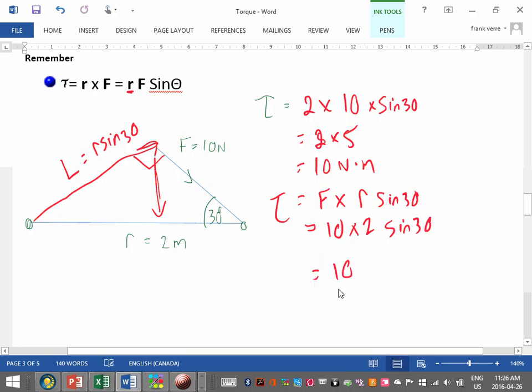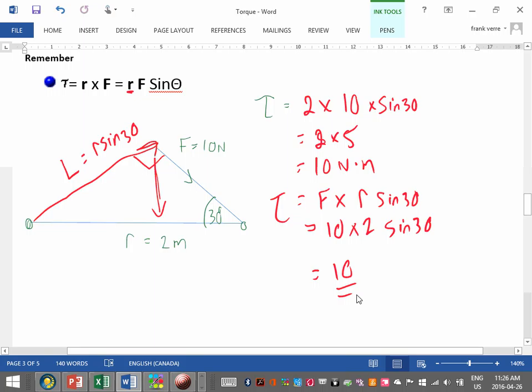which is 10. Okay? So it's just a thought that when you're doing these questions, you can get either the perpendicular component of the force or the distance to the pivot point. One or the other is fine, as long as the force and the distance are perpendicular. Just wanted to point that out.